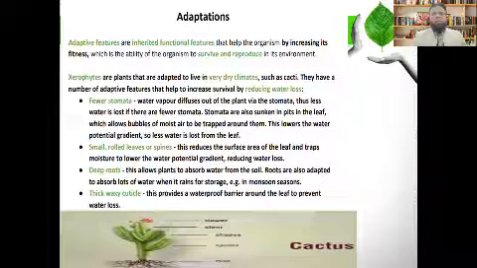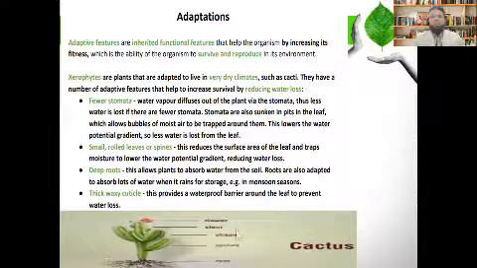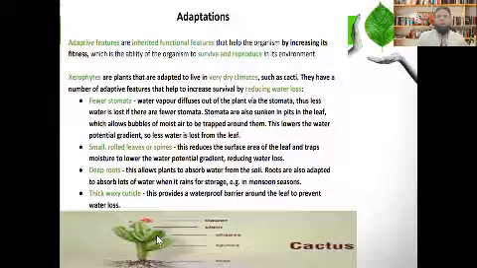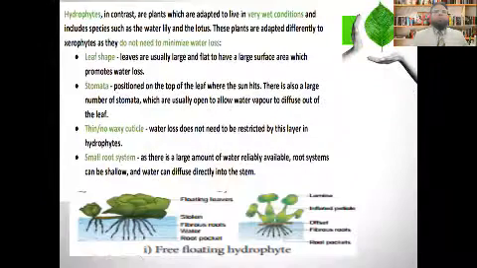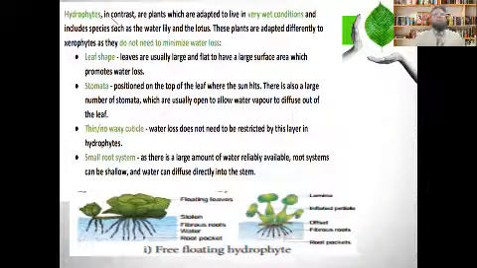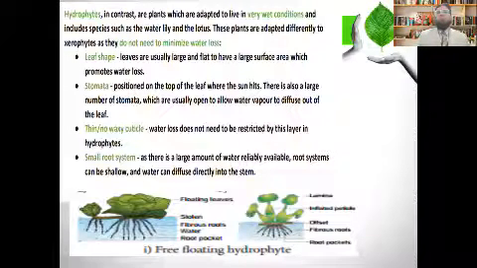As you can see in the diagram, in all these adaptations the leaves are very thick because of the presence of the waxy layer, and the roots become longer and longer in search of water. Now, another type of plant, hydrophytes, is the opposite of xerophytes. Xerophytes are found in places where there is less water, but hydrophytes are plants which are found in very wet conditions. Now, what are the special adaptations in the hydrophytes?